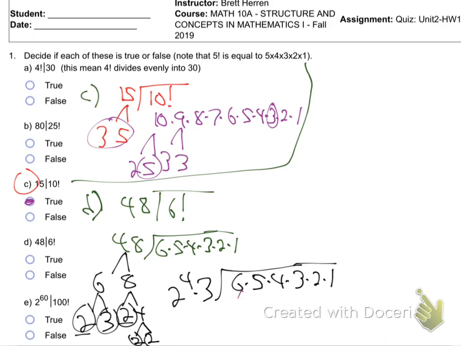Well, what's in there? What's in the 6? 2 times 3. What's in the 4? 2 times 2. So there's 2 2's, 3 2's, 4 2's, and a 3. Another 3 there. Yep, we have 4 2's and a 3. We got it. True. Let's go to part E.